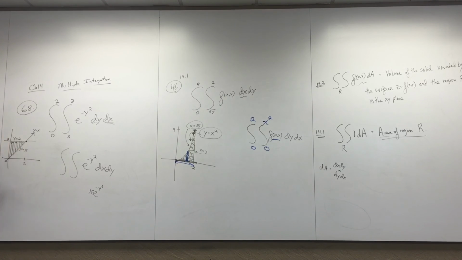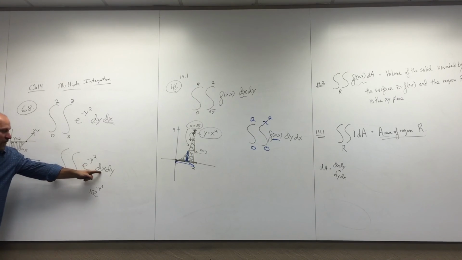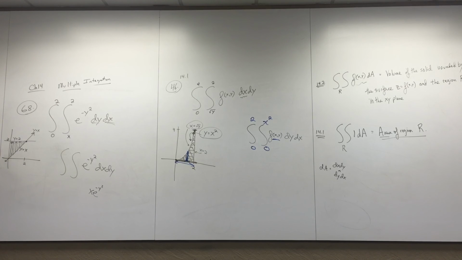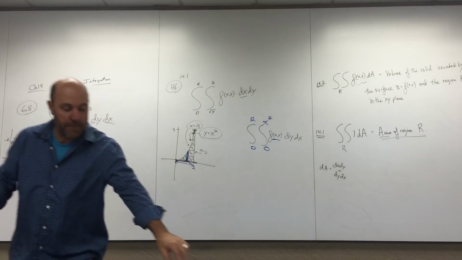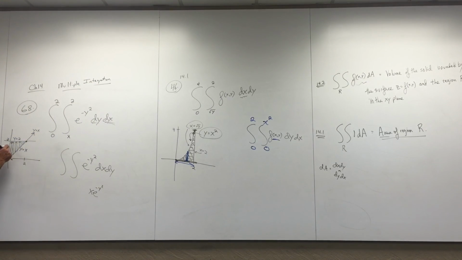All right, let's rethink this region. I got to let x go first. X goes from left to right. So x would go from an x value on the left called x equals 0 to an x value on the right called x equals y. Right, 0 to y, exactly. While y goes from 0 to 2. Cool.